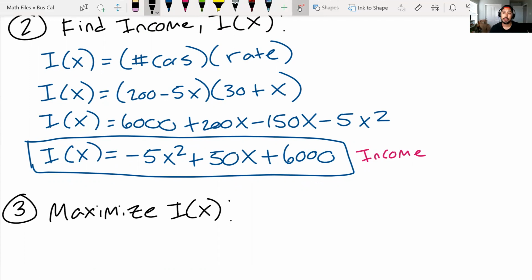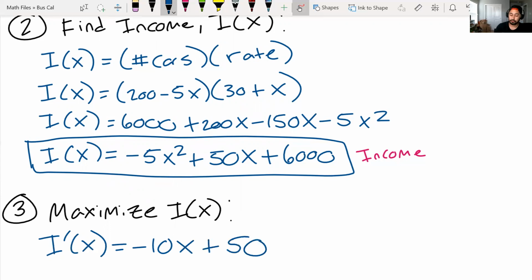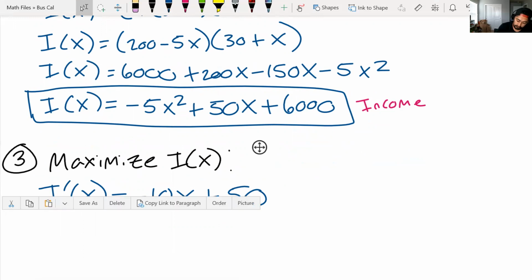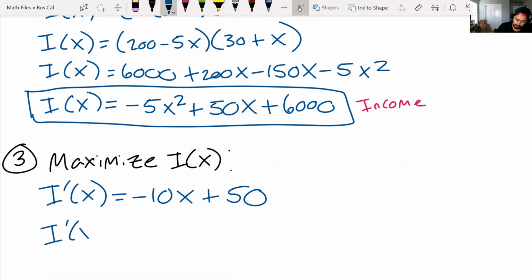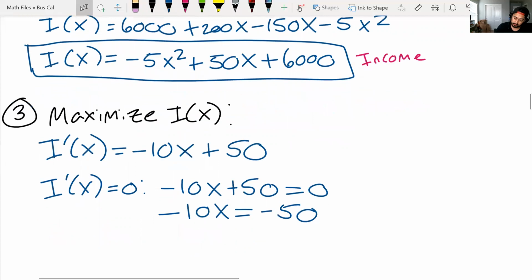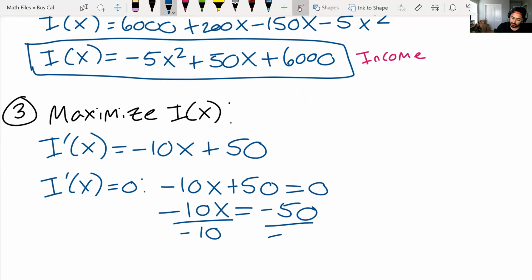And you know what maximize means. Maximize means to optimize, means to take the derivative, set it equal to 0, solve for x. We got that in the bag. I prime of x equal to negative 10x plus 50. Set it equal to 0. I prime of x equal to 0. Negative 10x plus 50 equal to 0. Negative 10x equals negative 50. Divide by negative 10. X equals 5.